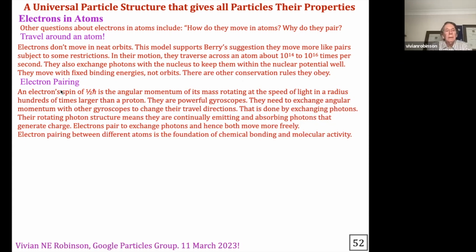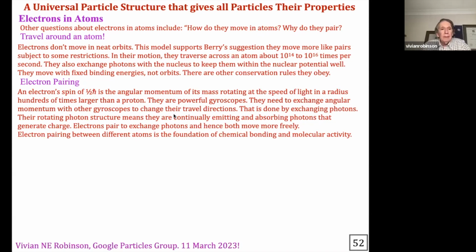The other one is, why do electrons pair? Well, their angular momentum of half h bar is the whole mass rotating at the speed of light in a radius hundreds of times larger than that of a proton. They're a powerful gyroscope, and just like any other gyroscope, they need to exchange angular momentum with something. And that is done, they just exchange photons, and their rotating photon structure means they're continually emitting and absorbing photons that generate electric charge. So electrons just pair so that they can move freely.